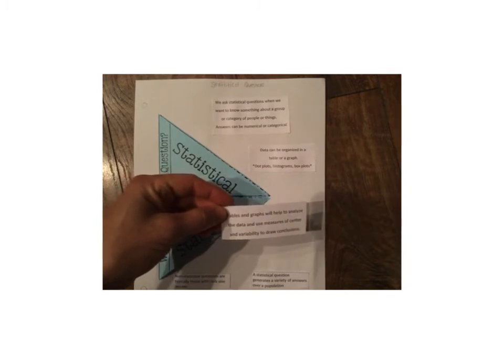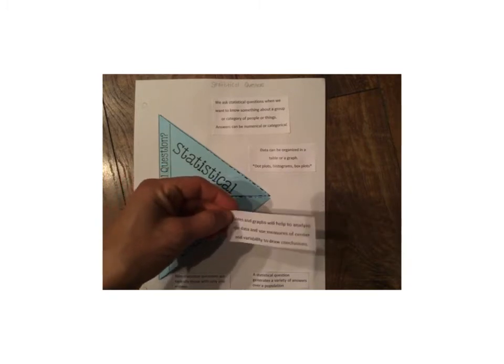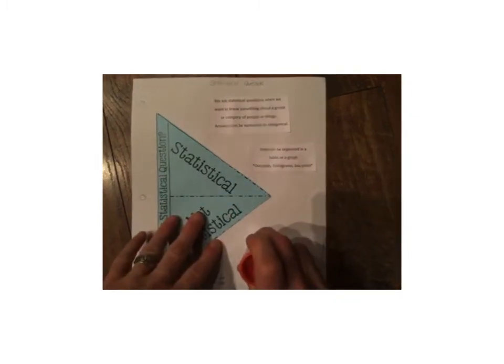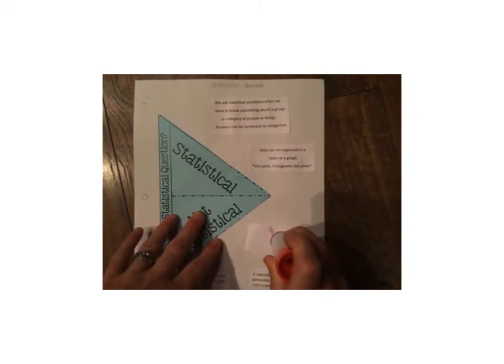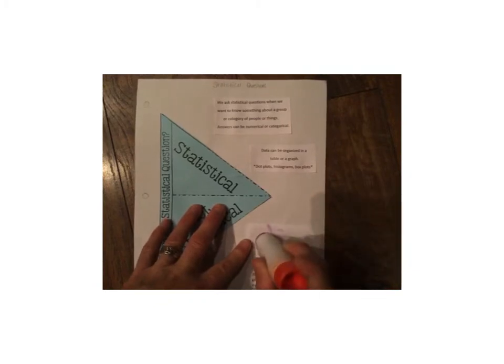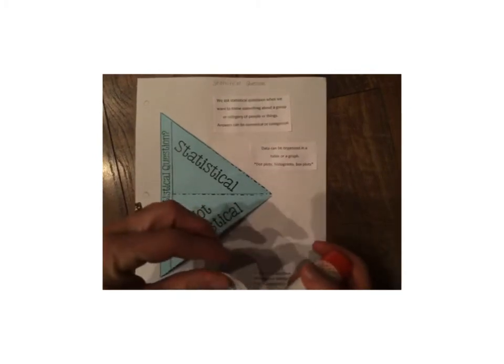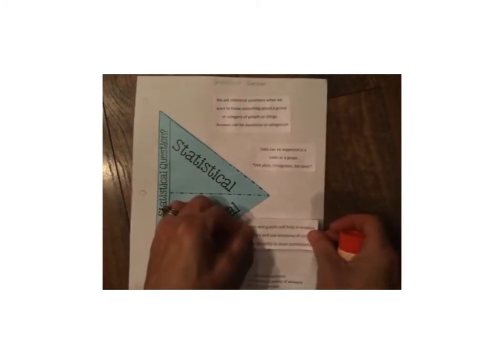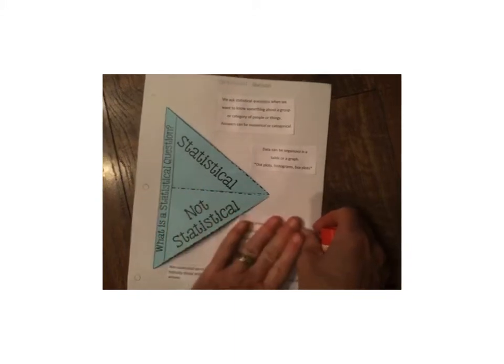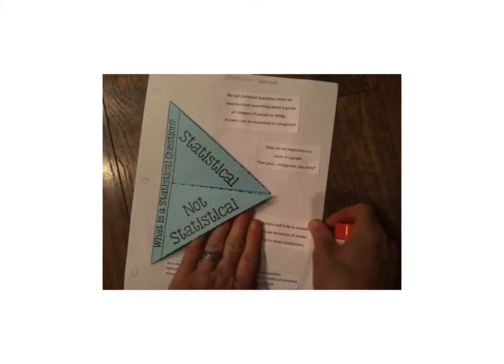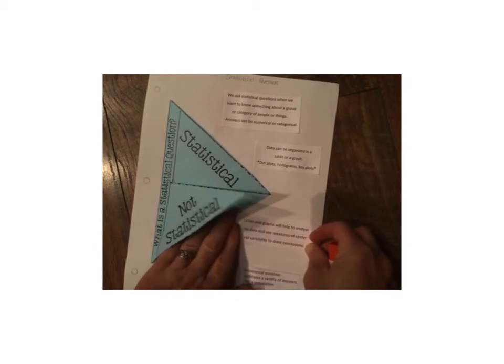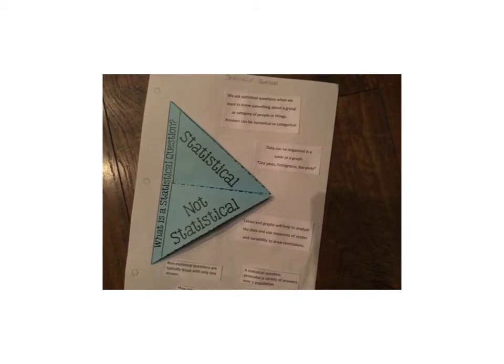The last thing we're going to glue down is that tables and graphs help us to analyze the data and use measures of center and variability to draw conclusions. So these statistical questions that we're asking are variable. What that means is there can be lots of different answers, and those answers might be different depending on the group of people that we ask. Okay, so we can take that information and then we can analyze it. So we can figure out trends and patterns and the biggest number and the smallest number, and we can come up with some different ideas about that set of numbers.